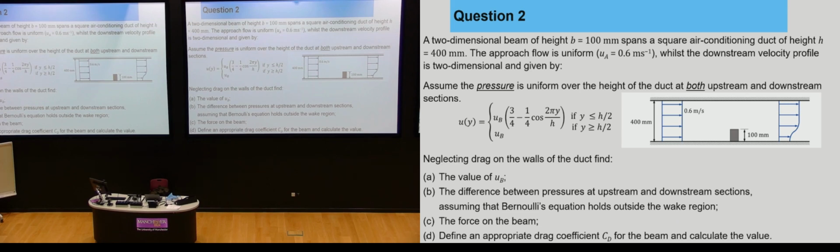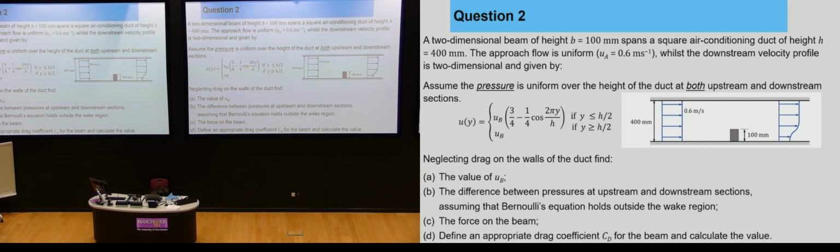So quite a lot, but the question is taking you through the steps. It doesn't say, find the drag coefficient. The question says, find the velocity, find the pressure difference with these assumptions, find the force on the beam, then find the drag coefficient. So this is very typical of an exam question. It gives you information, it has a diagram to explain some of it where it's complicated, and then it gives you the different parts which take you through the solution.